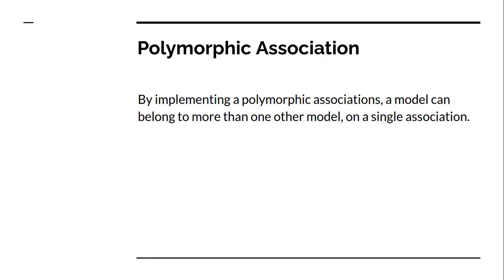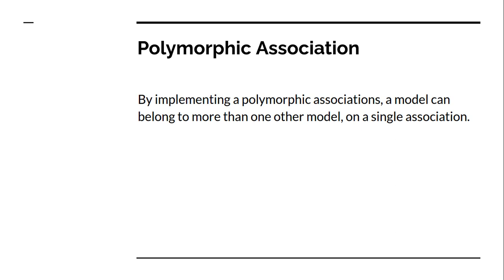Here we need to understand what a polymorphic association is and what we can achieve by implementing it. By implementing a polymorphic association, a model can belong to more than one other model on a single association. Or you can say that we need polymorphic association when multiple parent models are there for a single child model. In such cases, the polymorphic association provides us a great way to implement a one-to-many relationship.